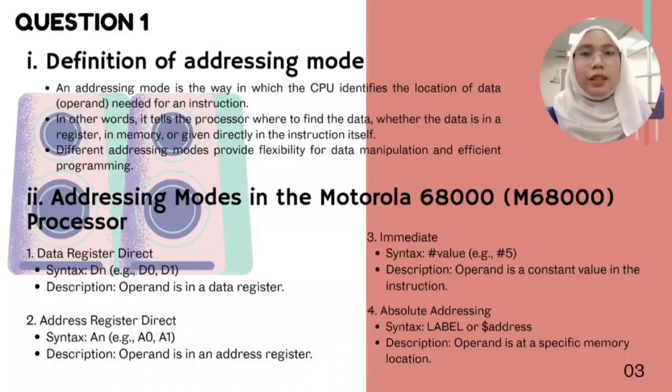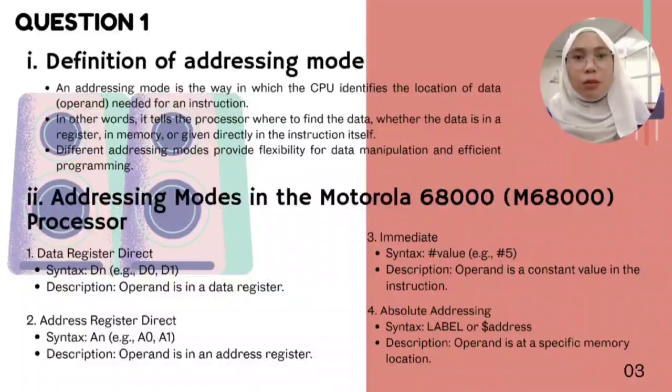Second, address register direct. In this mode, the operand is stored in an address register. The syntax is An, like A0 or A1. It is usually used to hold memory addresses instead of data values.